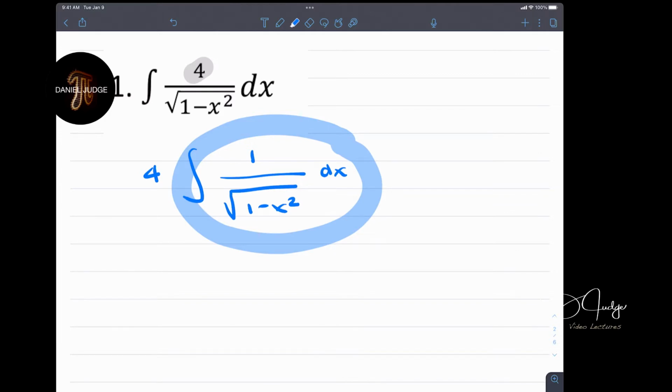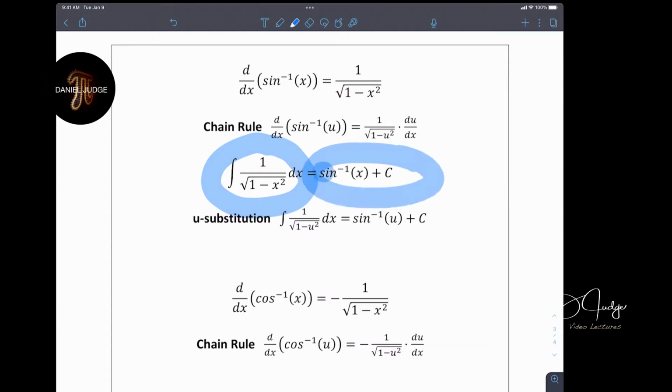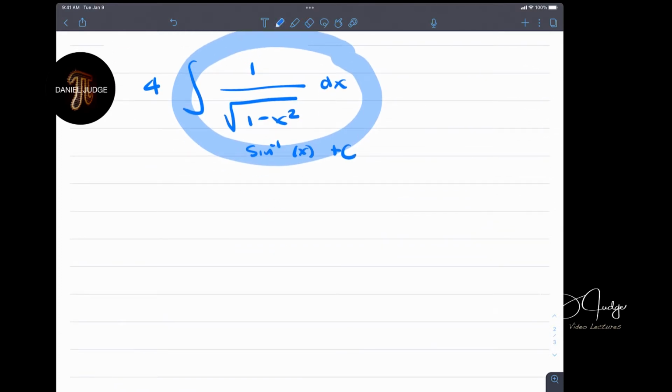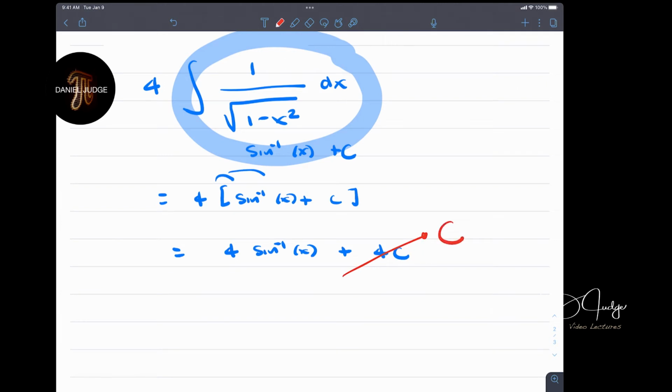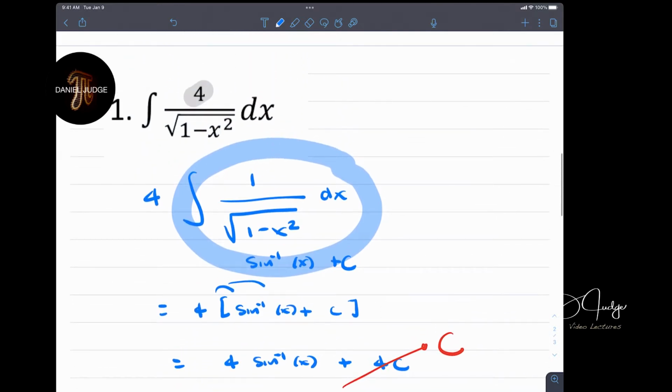Now, let's go to the formula sheet. And whenever you see that particular integral, you're going to use the inverse sine x plus c here. So we get to replace this with inverse sine x plus c. And now we could distribute: 4 inverse sine x plus 4c here. And this whole thing is a constant. And there you go. Okay, so this is how we handle question number 1.